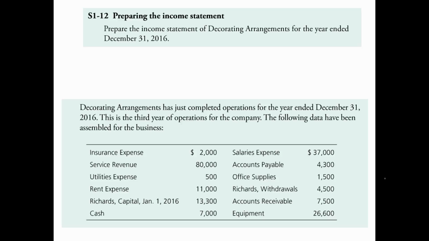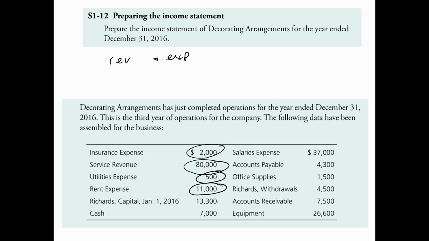We're going to take this data and we're going to generate the statements. So first it wants an income statement. On the income statement, I need revenue and expenses. And there's really not a lot of guesswork. If it has expense in the name, it's an expense. If it has revenue in the name, it's a revenue. So here's our service revenue, so I need that one, and then I need anything with expense in the name. So I've got insurance expense, utilities expense, rent expense.